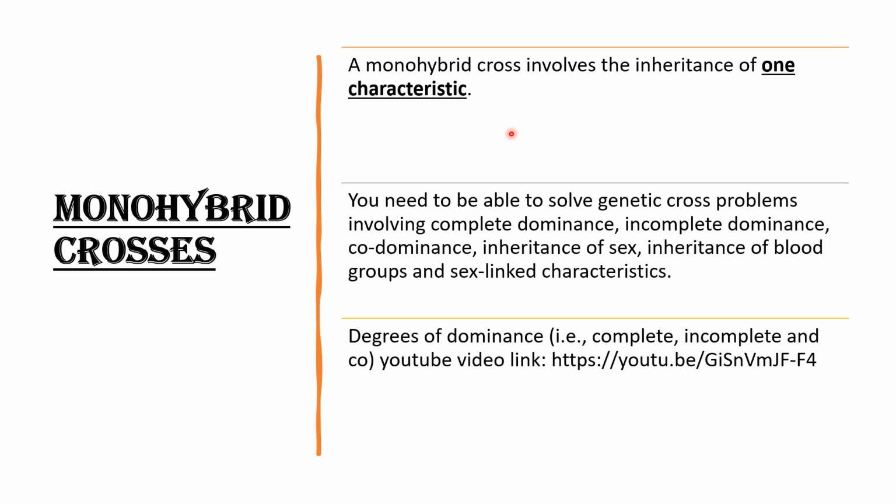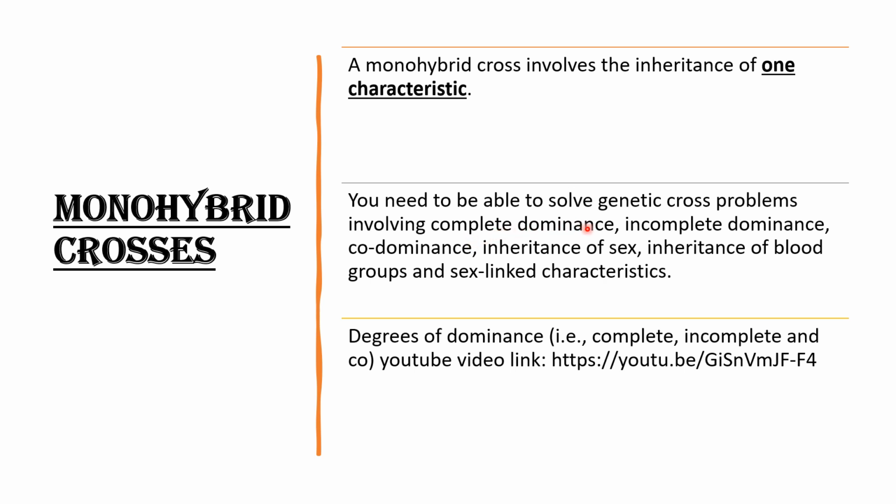And when we say dihybrid cross, we are going to consider two characteristics because di means two and mono means one. So in this video, we are only going to focus on monohybrid cross, which is a type of genetic cross that only involves the inheritance of one characteristic.